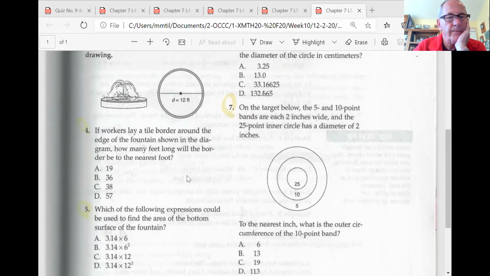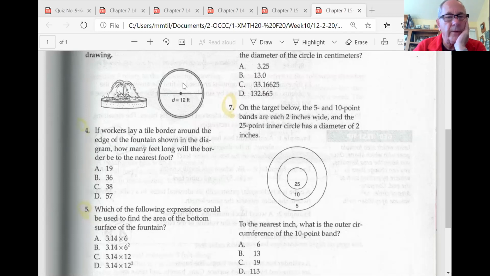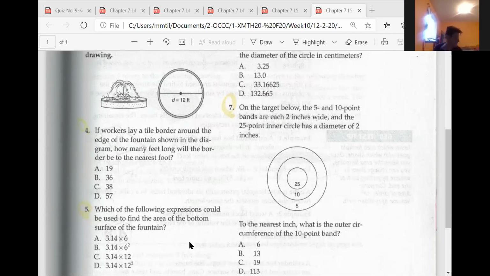What would that be? Wouldn't that be C equals pi times D? Or, no, that's not right. I want the area, right? Because we're talking about the area. Find the area of the bottom. So it's pi r squared, right? So which one would that be?